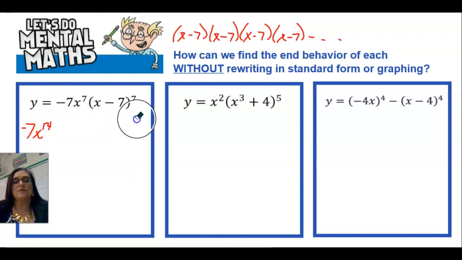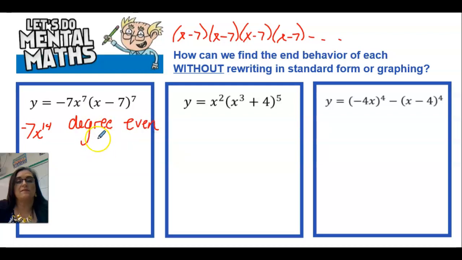So just with that information, that negative 7x to the 14th as my highest exponent term, I know that my degree is even, and I know that my leading coefficient is negative, right? Now, that is enough to tell me that both ends point down in this polynomial because of my leading coefficient test that we looked at in example 2 and example 3 in the notes.